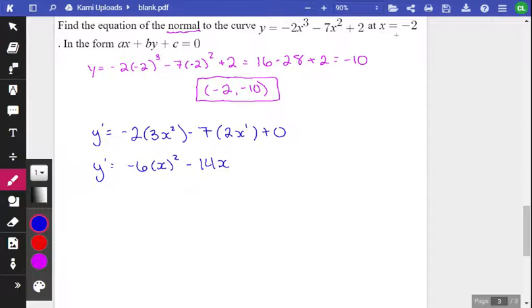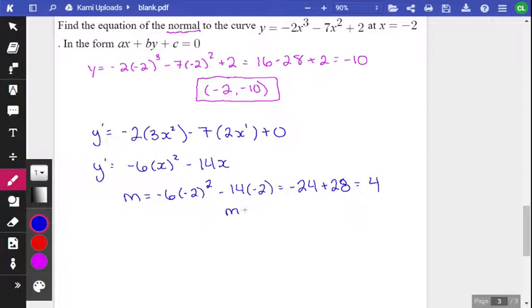So we want to find it at x equals negative 2. So to find our slope or gradient, here you go, negative 6 times negative 2 squared minus 14 times negative 2. So negative 2 squared is 4 times negative 6 is negative 24. Negative 14 times negative 2 is going to be positive 28. So this is going to give us a slope of 4.